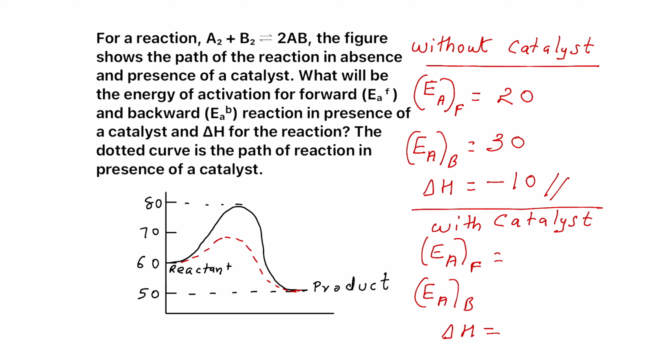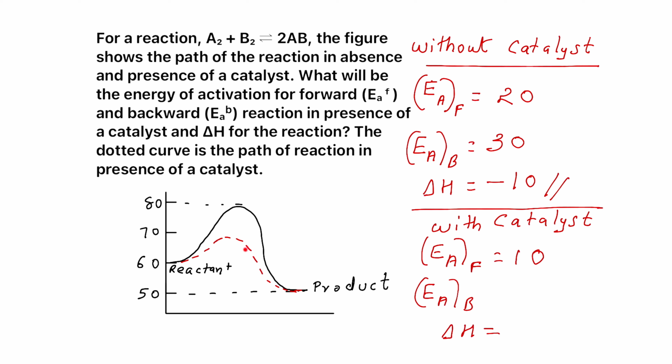With the catalyst, this is the path. Now with the catalyst, what is the activation energy for forward reaction? Initial energy is 60. Peak value is 70. 70 minus 60 will give you 10. Clear, right? 10.